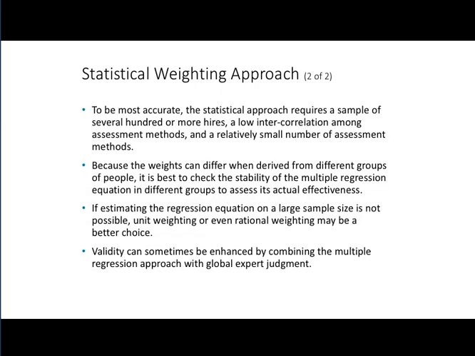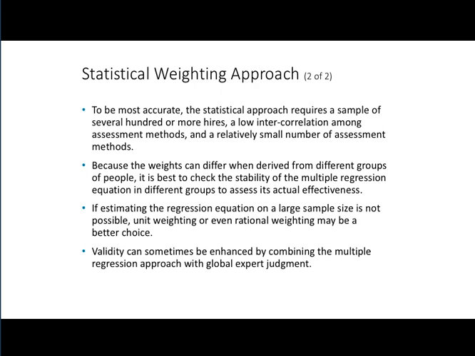There are a couple things you should know about using statistical weighting, specifically when you use it with multiple regression. The most accurate way of using multiple regression is when you have several hundred hires to work off of. Right? This does not work with small samples of 50 or 60 or even 10. It might work a little bit over 100. It's okay to use it. It's not the best, but it can be used over 100. But your ideal would be over 200 for sure.